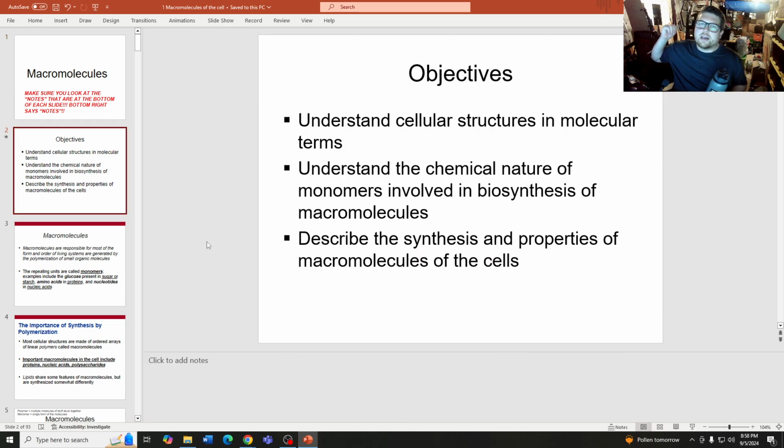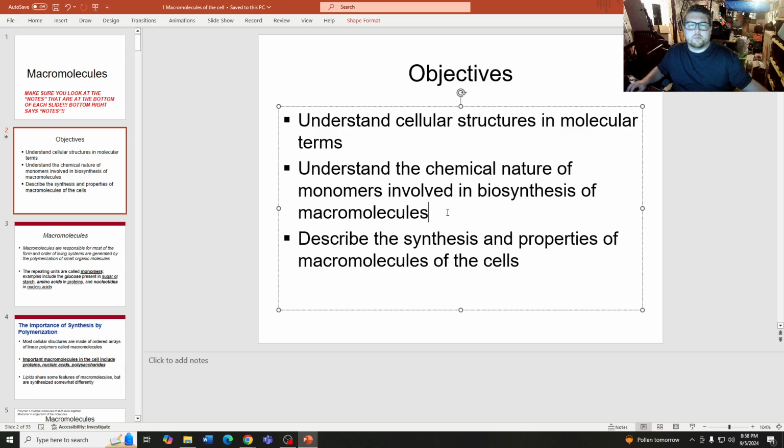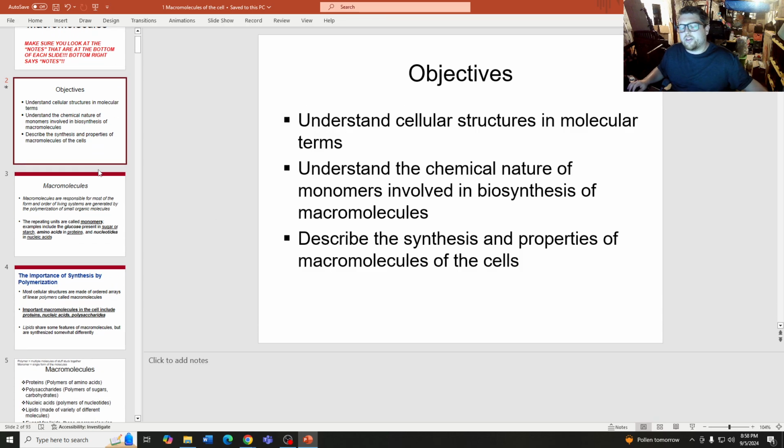Three objectives: understand cellular structures in molecular terms, understand the chemical nature of monomers involved in biosynthesis of macromolecules. We'll see monomers again in just a minute. Monomers are like the very basic singular units that we're going to be putting together. Think of it like a puzzle. A monomer is a single puzzle piece, and the macromolecule is the completed puzzle once all the monomers are put into place. Describe the synthesis and properties of macromolecules of the cell. We'll look at what their functions are, what their jobs are, why they are important.